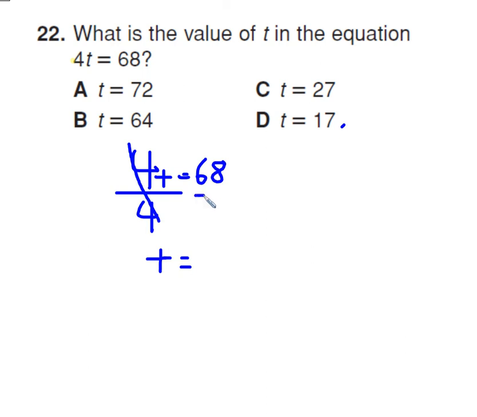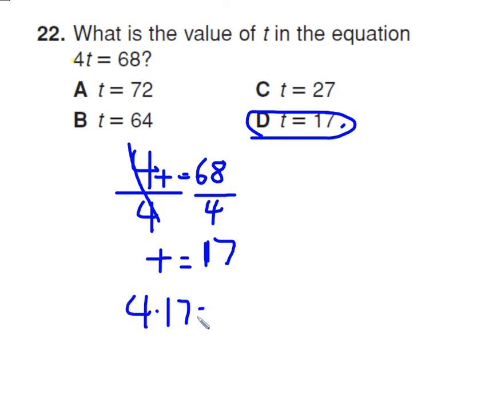And then you do the 68 divided by 4. Won't make you watch me work that out. So that's 17. And that's D. And then you can always check. 4 times 17 equals 68. Let's see. 4 times 17 equals 68. I'm doing it on my calculator here. Okay, so that works out great.